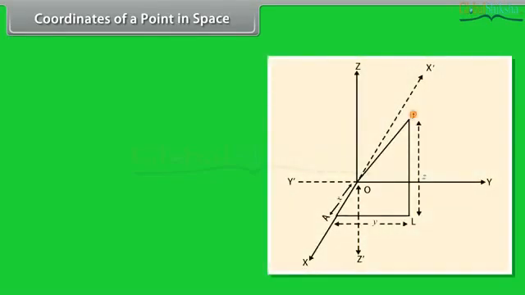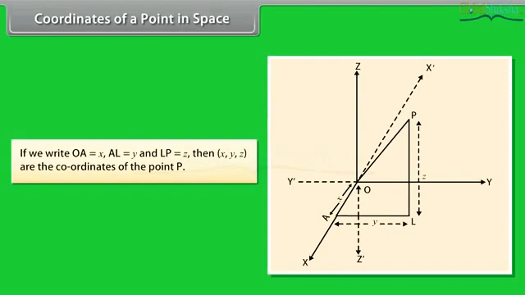The coordinates of a point in space. Let P be any point in space. Through P, draw perpendicular PL on XY plane meeting this plane at L. Through L, draw a line LA parallel to OY cutting OX in A. If we write OA is equal to X, AL is equal to Y, and LP is equal to Z, then X, Y, Z are the coordinates of the point P.